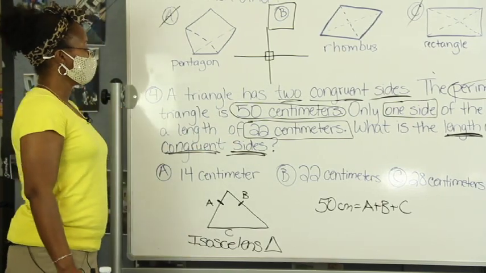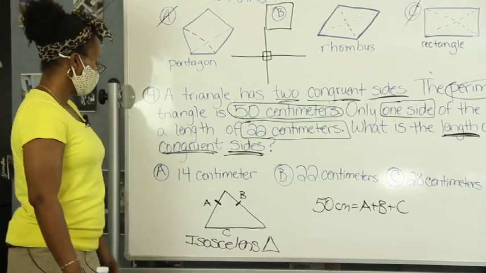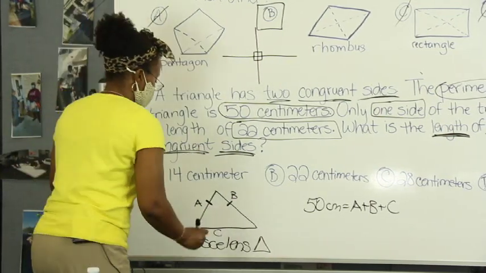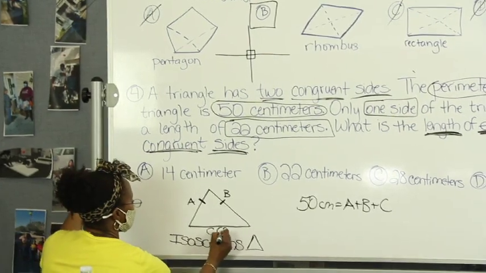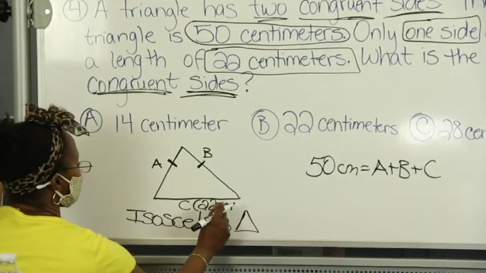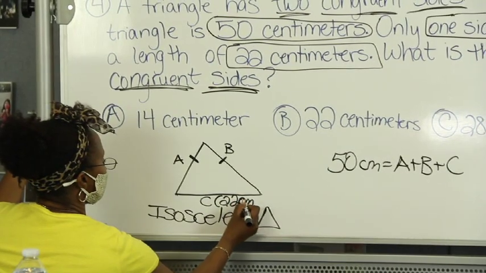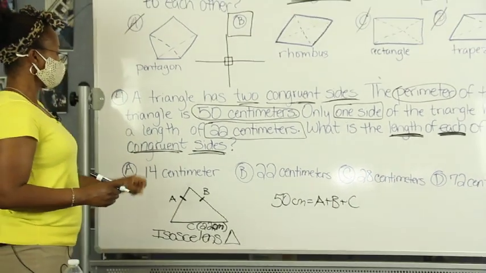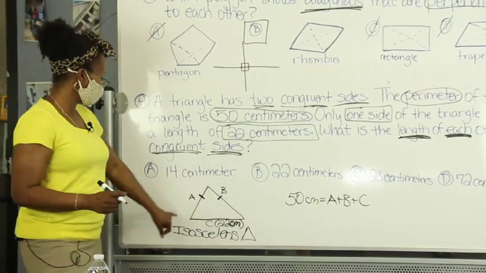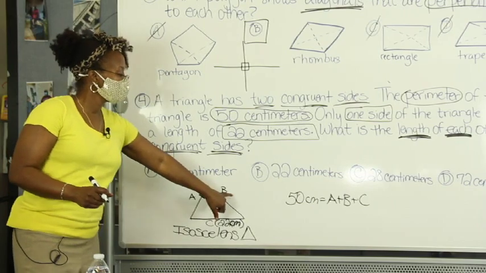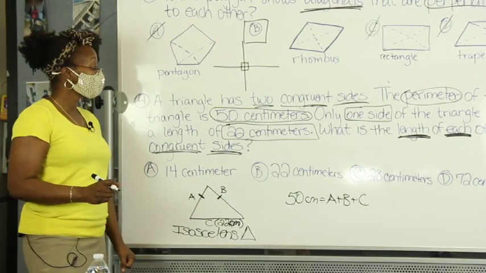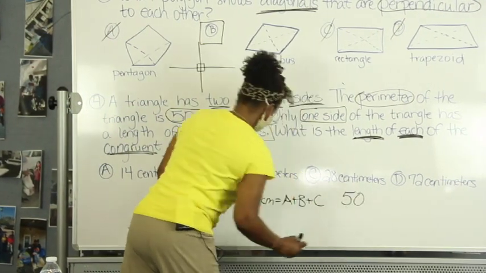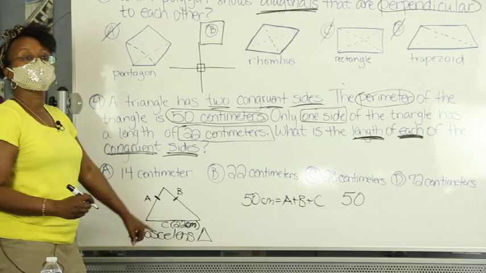Now, one side is going to be 22 centimeters. It can't be either of those two because they're the same. It says only one side is 22 centimeters. So down here, I can put 22 centimeters. All right. Now, we have to find out what the length of this side and this side is. How we're going to do that is we're going to take 50 and we're going to subtract 22 centimeters, okay?